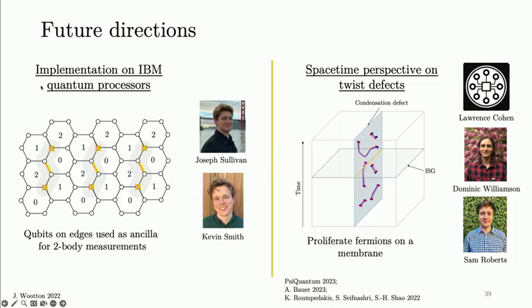One thing that we're planning on doing is implementing these twist defects on IBM's quantum processors. It's quite natural there with the honeycomb or with the heavy hexagonal lattice because we can use the qubits on the edges to implement the 2-body measurements.